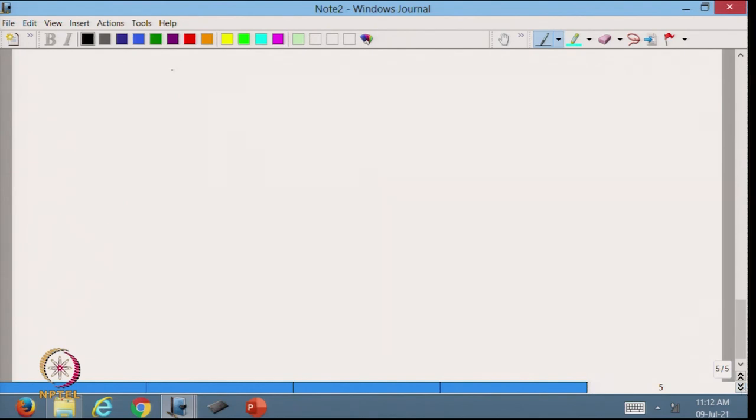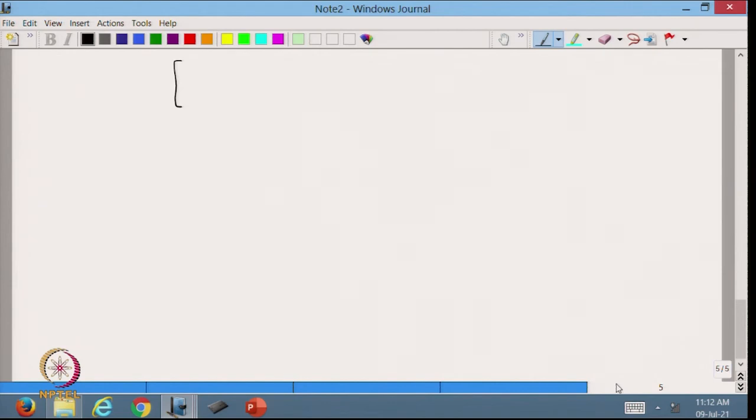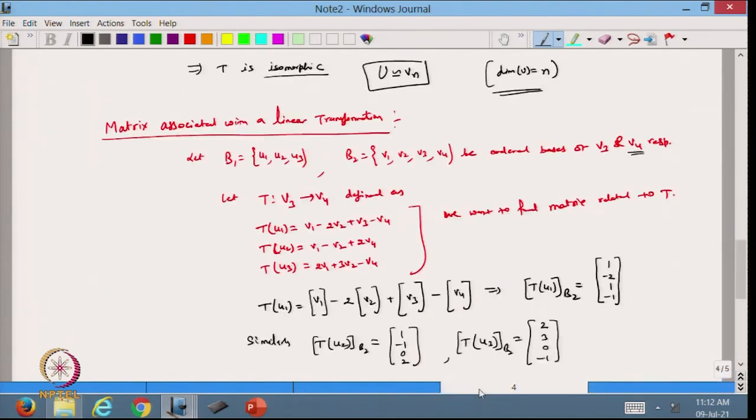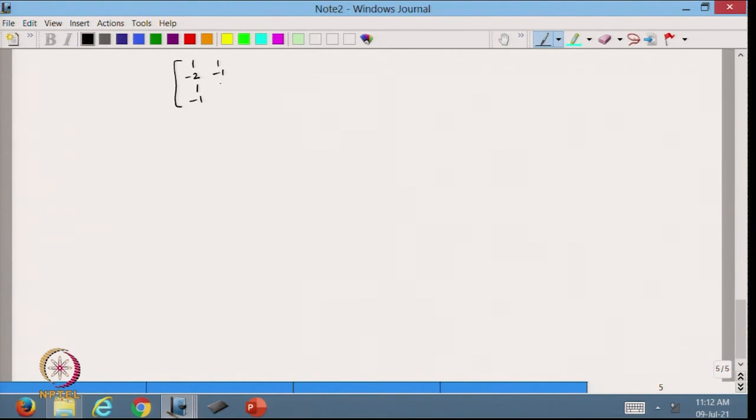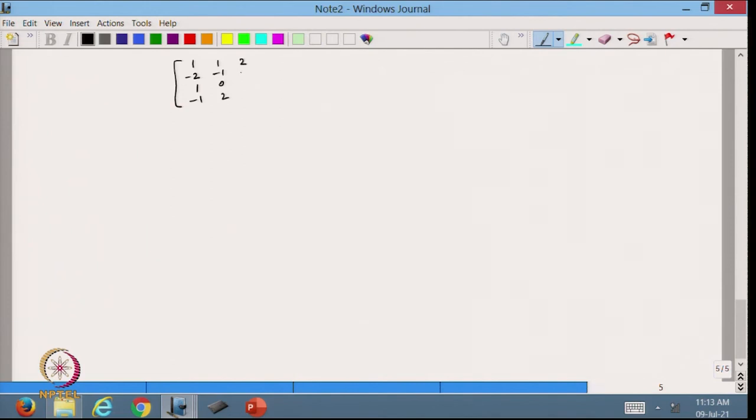Now what I do, I write a matrix with these coordinates. So I am writing the first coordinate as the first column: 1, minus 2, 1, minus 1. The second coordinate 1, minus 1, 0, 2, and 2, 3, 0, minus 1. So this is the matrix I am getting. This is a 4 cross 3 matrix, and I call it matrix A.